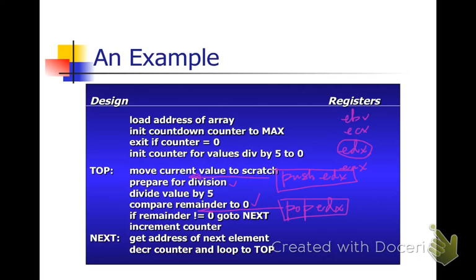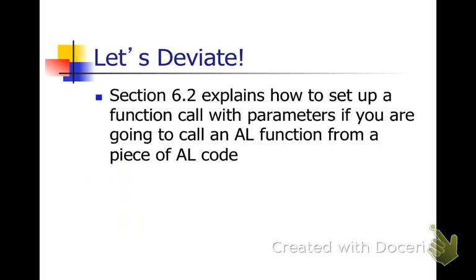At this point, we're actually going to do what I told you we were going to do, and we're going to deviate. Section 6.2 explains how to set up a function call with parameters if you're going to call an assembly language function from another piece of assembly language code. We'll get back to that and cover the basics of it, but for now, what we want to talk about is what it is going to take to set up a function call with parameters. Now we're going to pass parameters, unlike we did in assignment 7. We're going to pass parameters to an assembly language function with C++ calling code. So, what is it going to take?